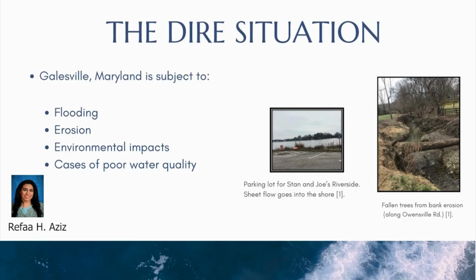The dire situation. The town of Gainesville, Maryland is subject to the following hazards: flooding, erosion, environmental impacts, and cases of poor water quality. A couple of examples are shown on the right here, where we see falling trees due to erosion and a situation in which runoff goes directly into the shore.